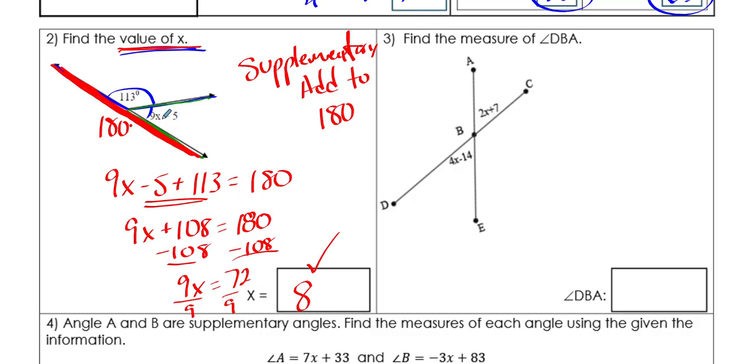I guess if you wanted to check yourself, you could plug it in here and make sure that this gives you the right value. 9 times 8 is 72, minus 5 is 67. 67 plus 113 is 180.